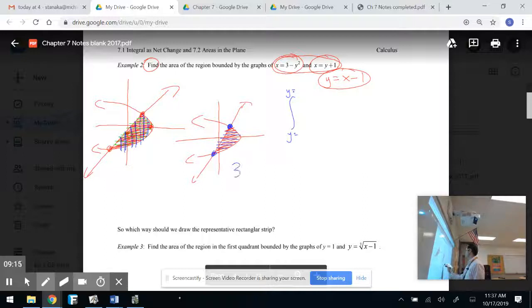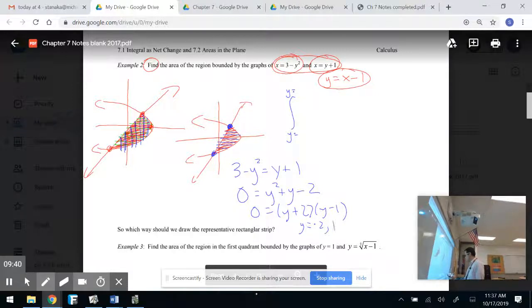Well, going back to algebra 2, I could find that by setting the two equations equal to each other, right, class? Because if they're equal to each other, that's going to be where the two intersect. And that'd be minus 3, so that'd be minus 2, right? Ooh, sweet, I get to factor. We get to just use all the math that we ever learned. So I get values of y equals negative 2 and y equals positive 1.